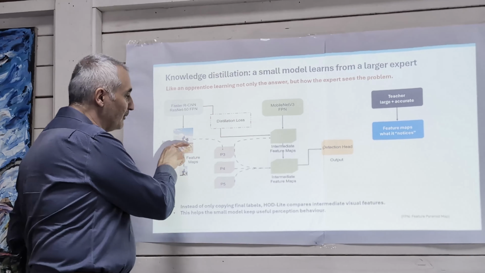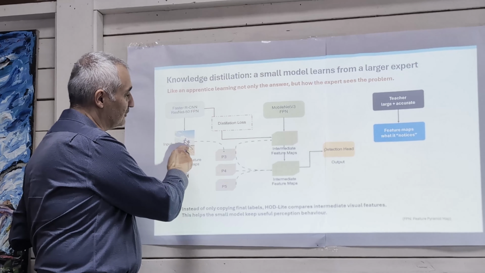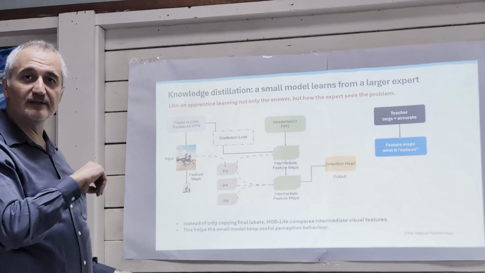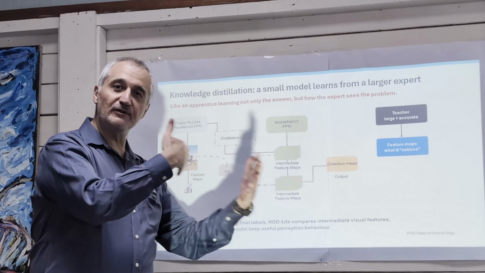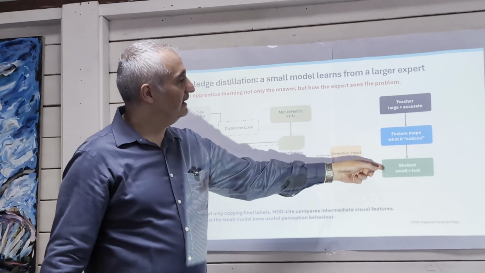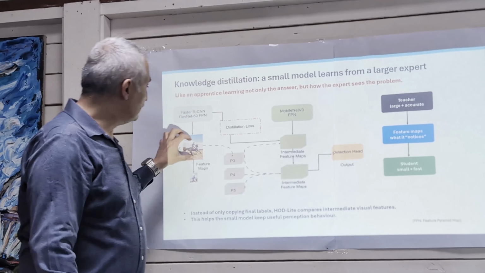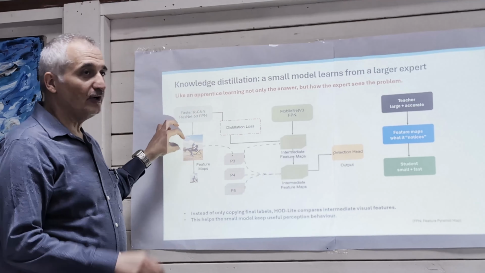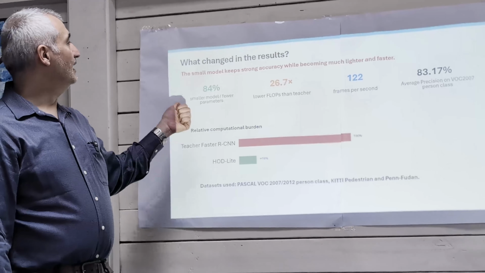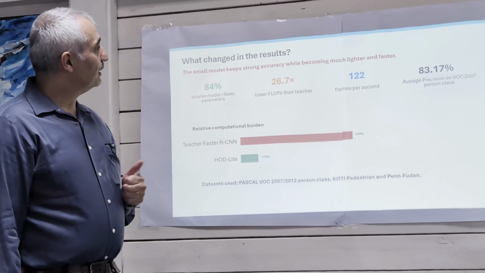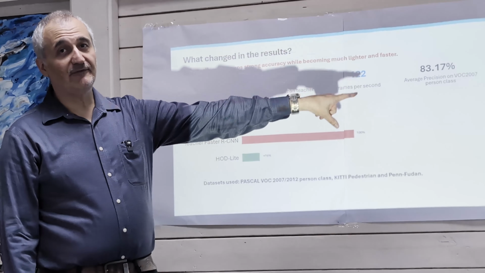Some of them could be picking up on straight lines. Some of them could be picking up on curved lines. Those are all the feature maps, and they are basically obtained through the training process. So the student model ends up learning what those things are noticed, and then it scales down into its own network and tries to achieve the same output as the teacher model. What we basically achieved is that the small model keeps strong accuracy while becoming much lighter and faster, and that's the aim.